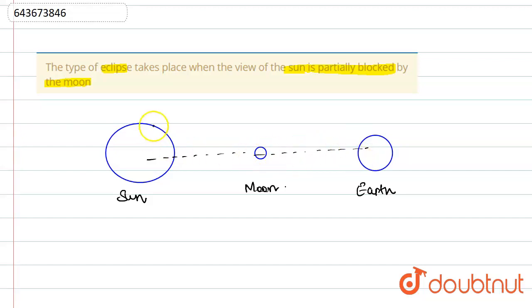So what happens is this eclipse is called as solar eclipse. But the kind of eclipse this is, when the sun is partially blocked by the moon, it is called as partial solar eclipse.